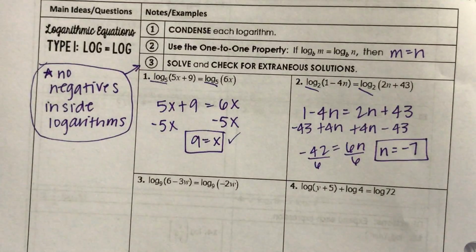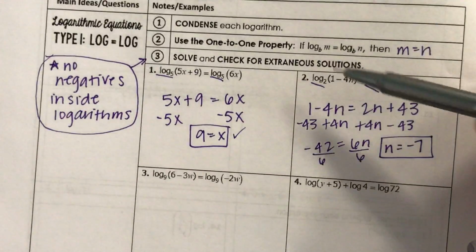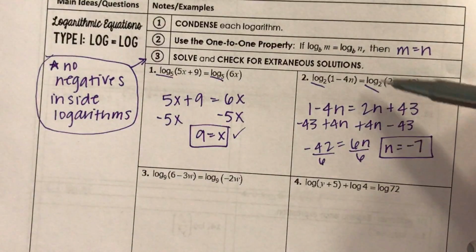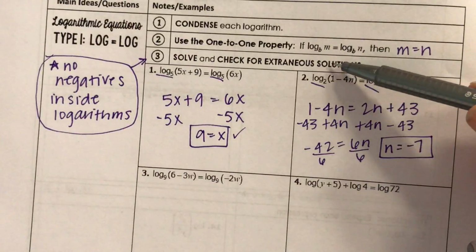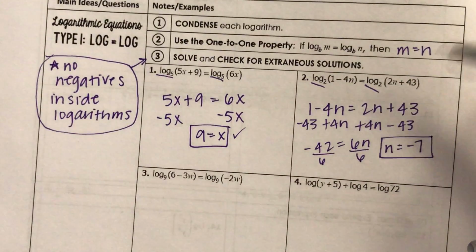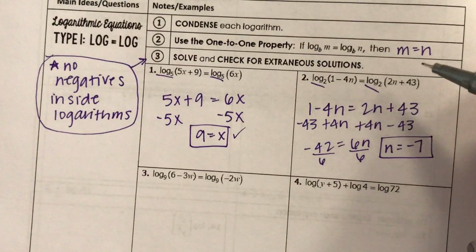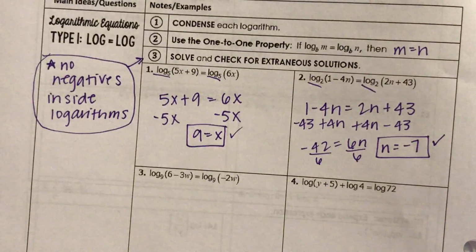Let's check to make sure there are no negatives. 1 minus 4 times negative 7. Negative 4 times negative 7 is 28, plus 1 is 29, so we're good there. 2 times negative 7 is negative 14, plus 43 is 29, so we are all good. That one works.